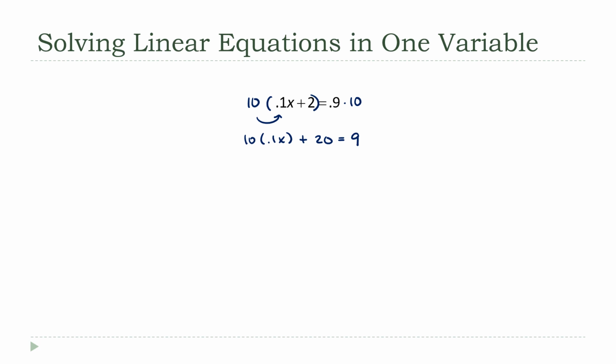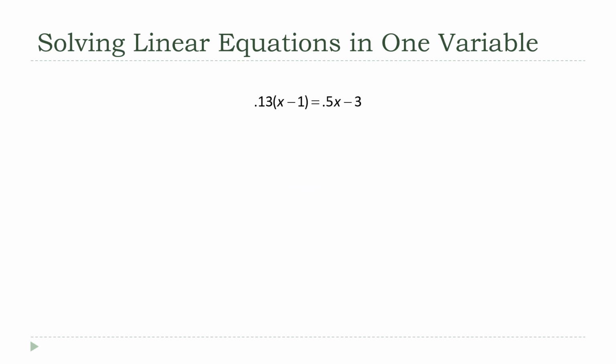Now over here, I've got 10 times 0.1, which is 1. So this is just 1x, or x, plus 20 equals 9. Subtract 20 from both sides, and we're done. x equals negative 11. Again, you can go back and check that if you have the time or feel you need to.